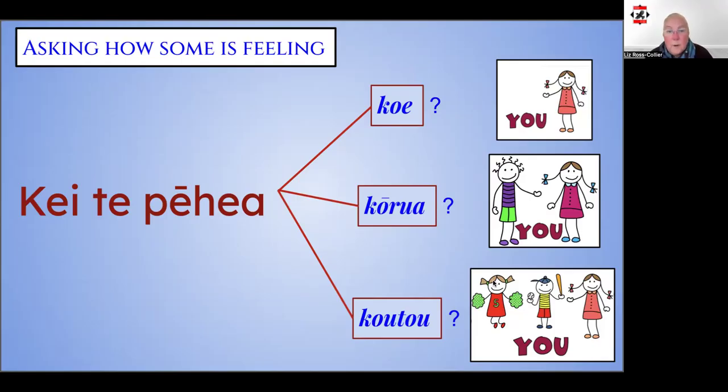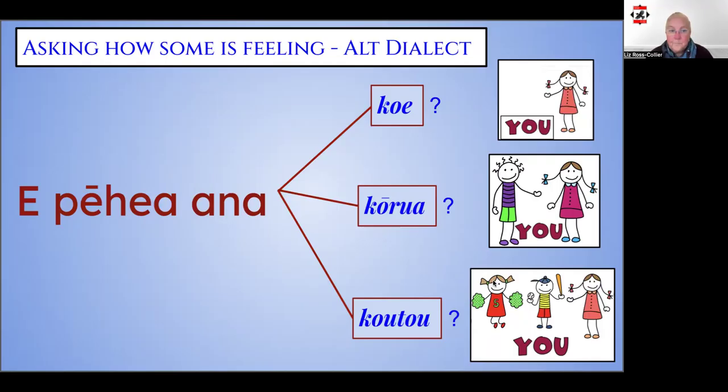If you want to say how are you to one person, kei te pēhea koe. To two people, kei te pēhea kōrua. And to three or more people, kei te pēhea koutou. In alternative dialects, another way to say how is or how are, e pēhea ana. E pēhea ana koe. How are you?